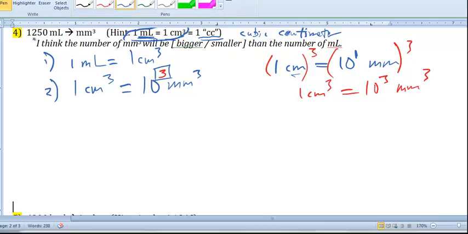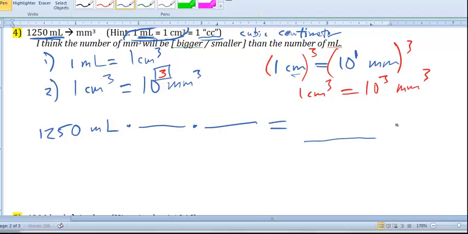All right, so let's take what we've got. Now we're ready to apply conversion factors. So we're going to do the conversion. So we start with the thing that we're going to convert, 1250 milliliters, and we're going to apply basically 2 conversion factors, and if we do it right, we'll get some number in terms of millimeters cubed. All right, so first step, we want to get rid of the milliliters and go to centimeter cubed. So we do that, okay, and milliliters cancel out.